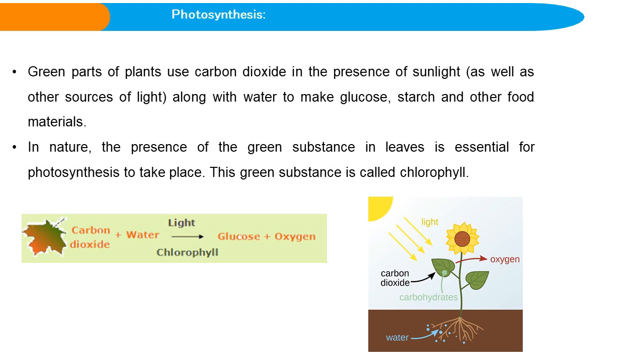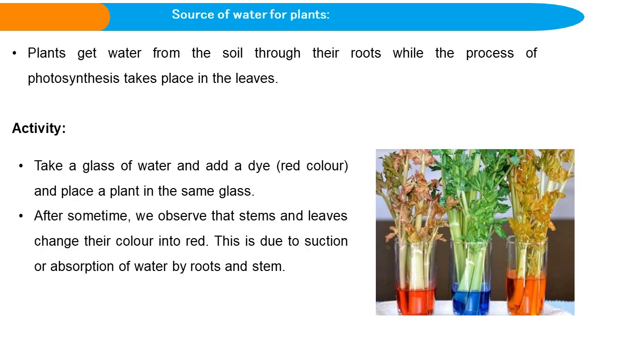See the equation: carbon dioxide plus water, in the presence of light and chlorophyll, produce glucose and oxygen. This is the process of photosynthesis which you can learn more about in your higher classes. So, 4 raw materials are required for photosynthesis.